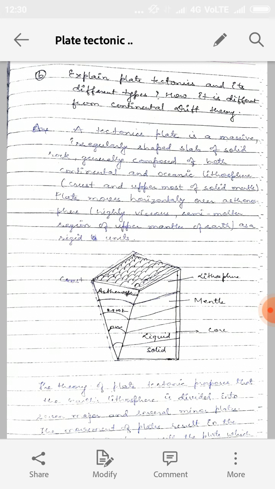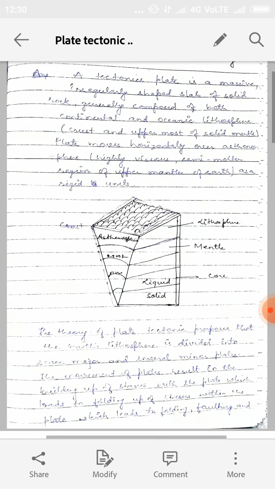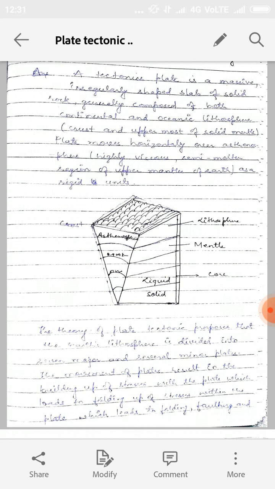Now, the answer: a tectonic plate is a massive, irregularly shaped slab of solid rock, generally composed of both continental and oceanic lithosphere, that is, crust and the uppermost part of the solid mantle. Plates move horizontally over the asthenosphere, the highly viscous, semi-molten region of the upper mantle of the Earth, as rigid units.